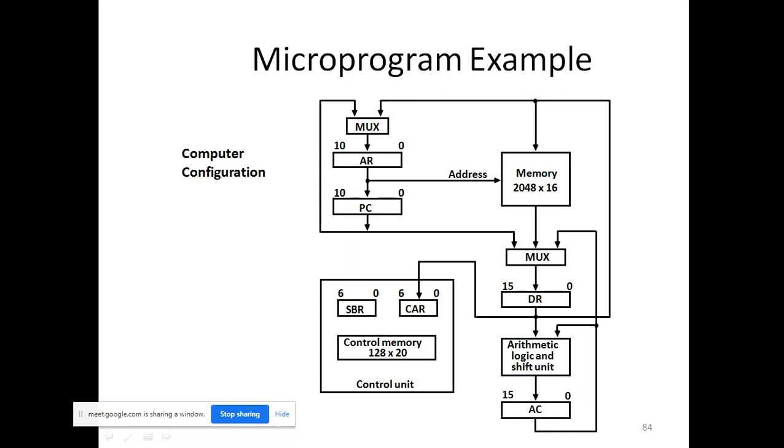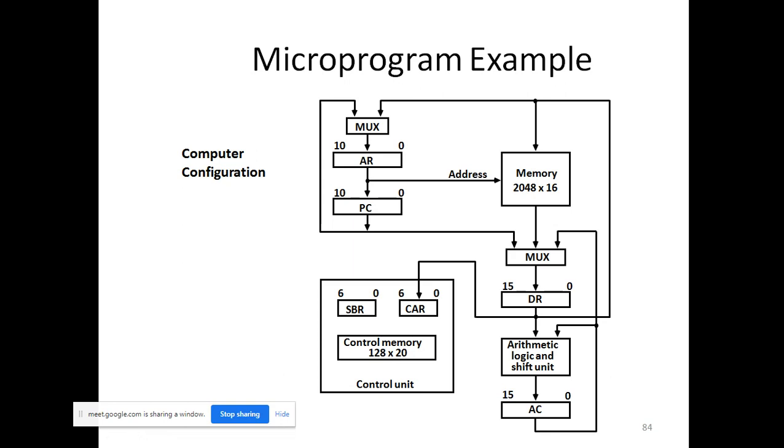The control unit has two registers, that is the subroutine register and the control address register. The control memory consists of micro instructions. So with the help of these registers and the control memory, we organize the control unit.